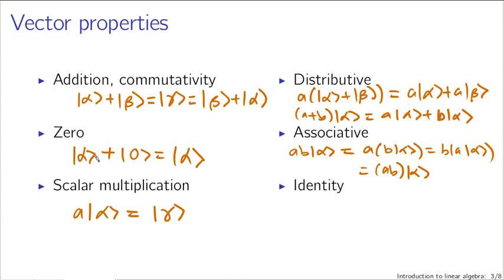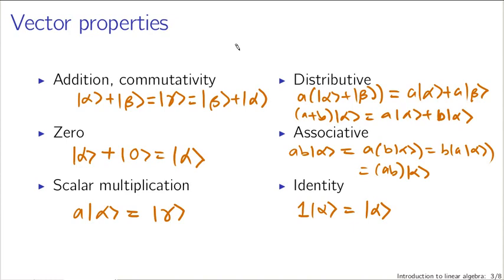I already mentioned the additive identity here. There's a multiplicative identity as well. I can multiply a vector alpha by the scalar 1 and just get the vector alpha back. But those are our basic properties. Hopefully this is familiar. Either you can understand it from studies of linear algebra in general, or just by analogy with the day-to-day use of vectors in physics.